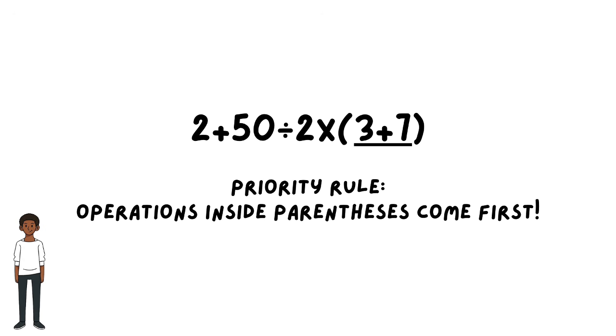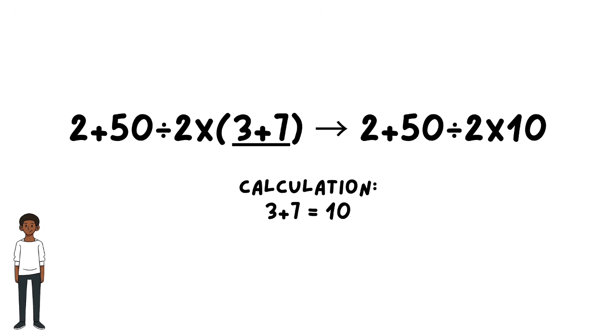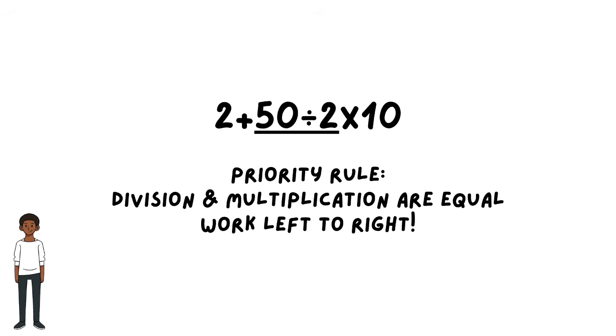According to PEMDAS, we must always evaluate the operation inside the parentheses first. That means our very first step is calculating 3 plus 7. Step 1. 3 plus 7 equals 10. Substituting 10 back in simplifies our expression to 2 plus 50 divided by 2 times 10. Next, we have division and multiplication, which outrank addition. Since division and multiplication have equal precedence, we work strictly from left to right, meaning division comes first.